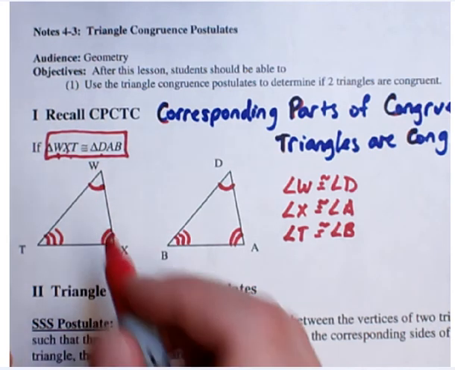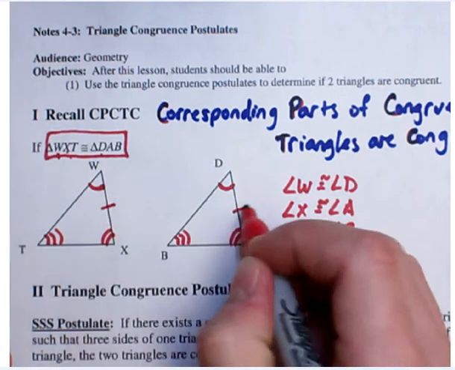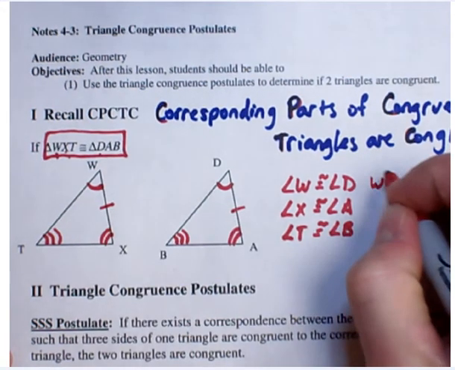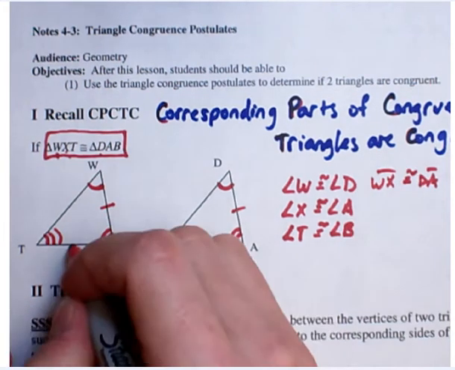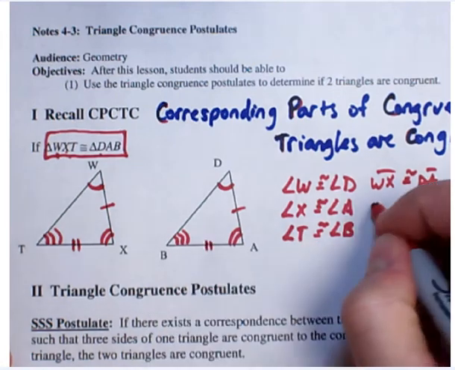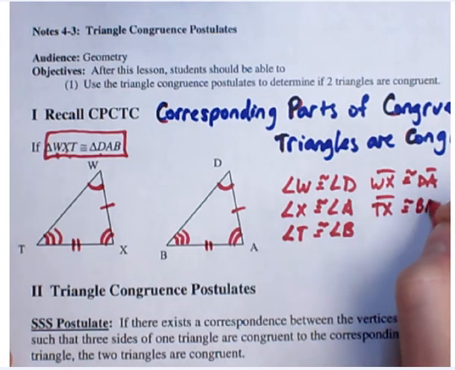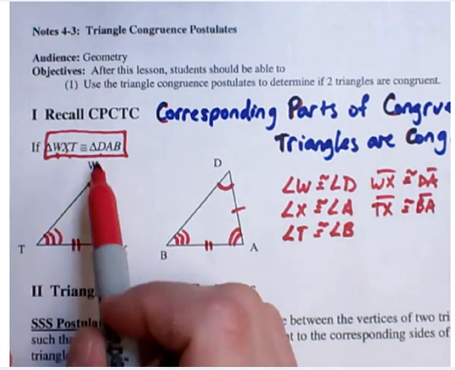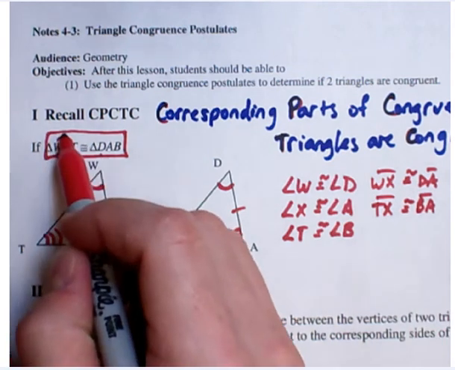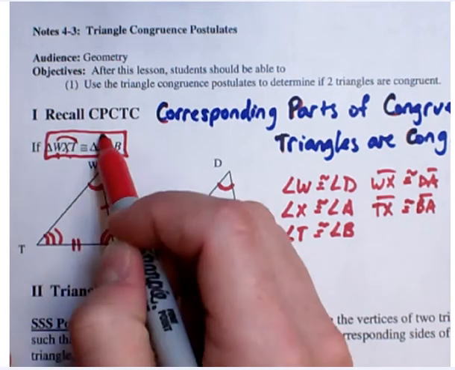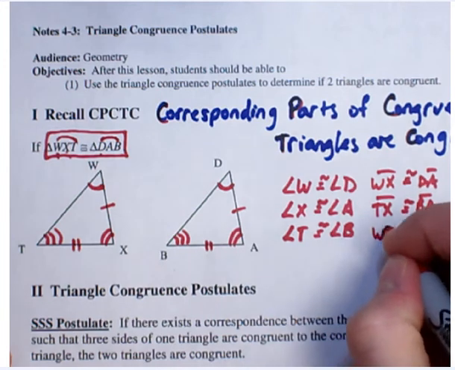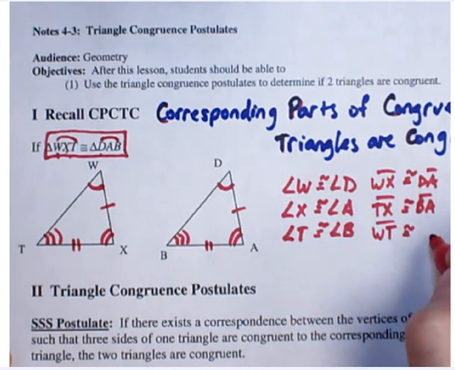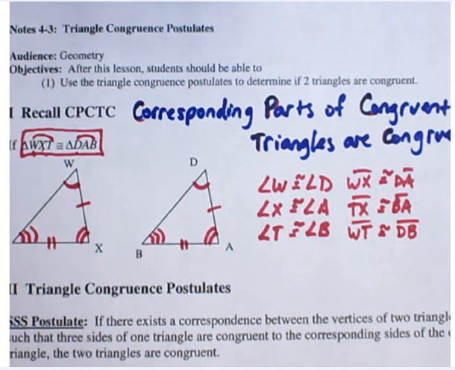Now for the sides, you have WX and DA, those have to be congruent. So WX is congruent to DA. You have TX is congruent to BA. And then for the last set of sides, if I look at the statement again, notice W and T, that's the first and the third letter. That corresponds to D and B, first and third letter. So WT is congruent to DB. All right, now that's true. All 6 of those things are true.